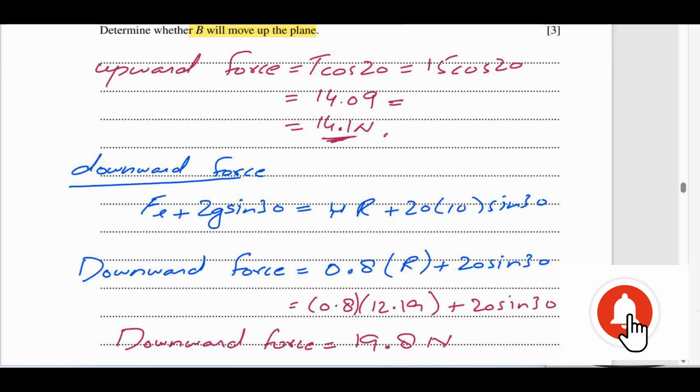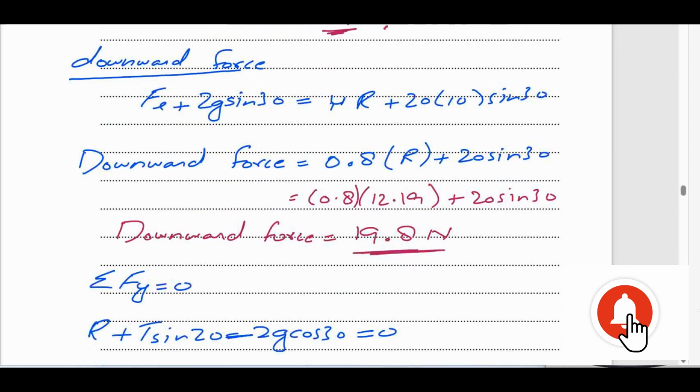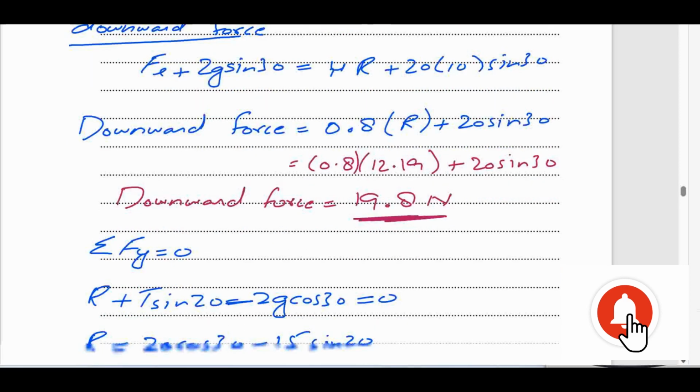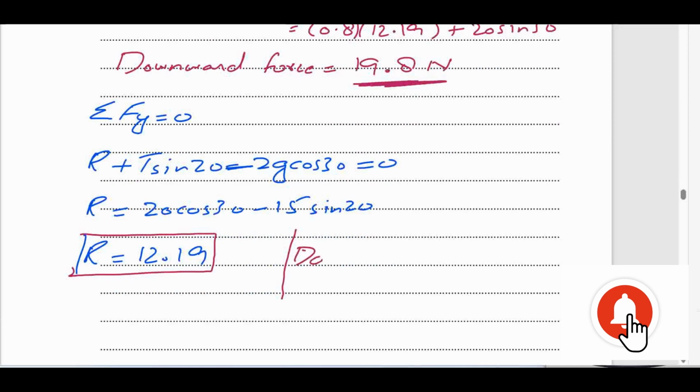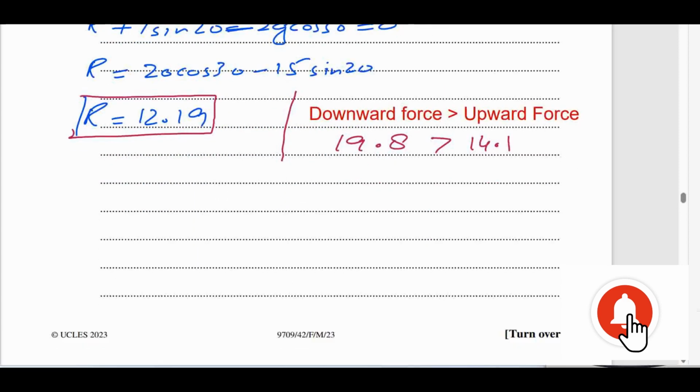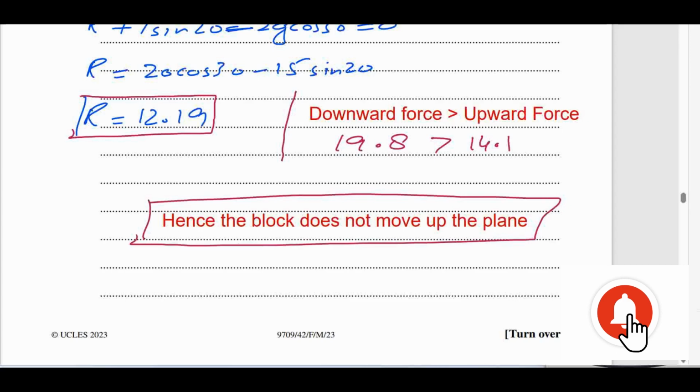How much was the upward force? 14.1. And the downward force you have is 19.8. OK, so this means the downward force is greater than the upward force. As we can see, the downward force was 19.8 which is greater than the upward force which was 14.1. That is why the block will move downward. So our final answer will be that the block does not move up the plane. So this will be the final answer. Let's move on to the next question.